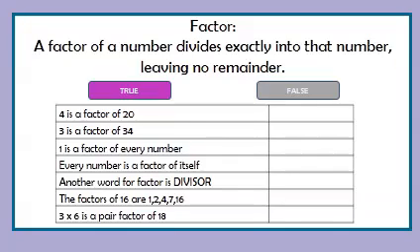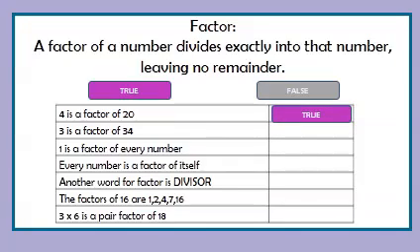Now let us do this small exercise. You have to answer by true or false. Just a quick reminder that a factor of a number divides exactly into that number, leaving no remainder. So, is 4 a factor of 20? Think of a number. Is there a number you multiplied by 4 to get 20? Of course there is. It's 4 times 5. So yes, 4 is a factor of 20.